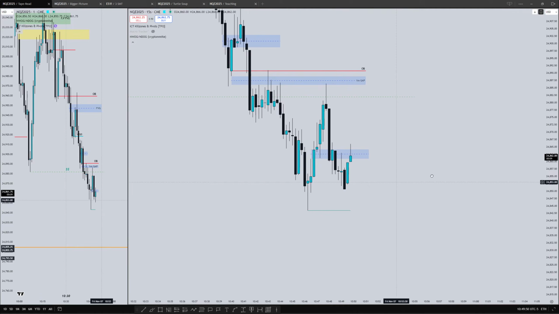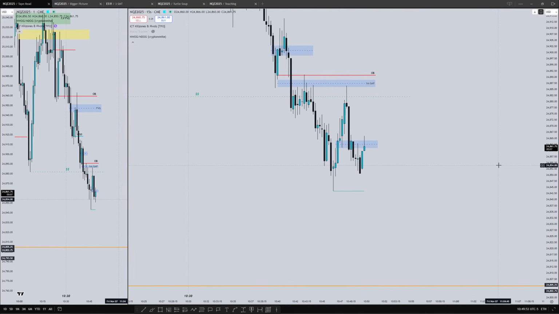So these things are only useful and doable, if that's a word, when you know the bias and when you have time lining up. So you can't read every single 1-minute candle like this. I can't read every 15-second candle like this, day in and day out.